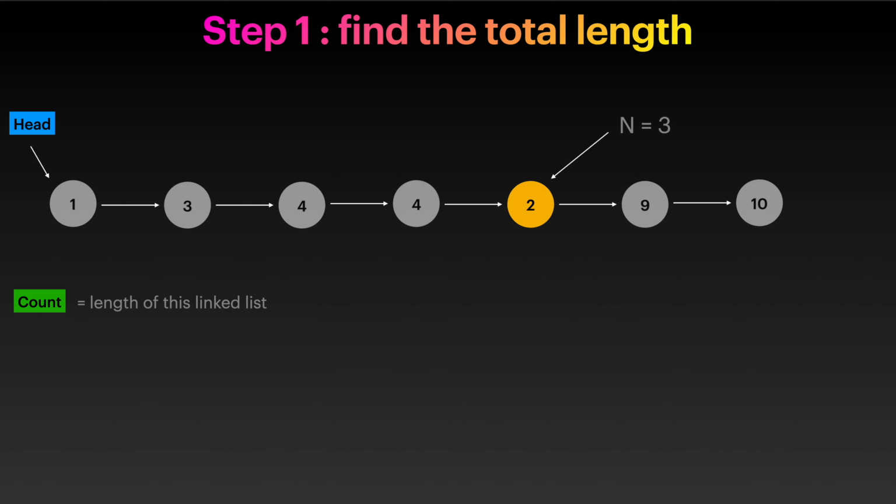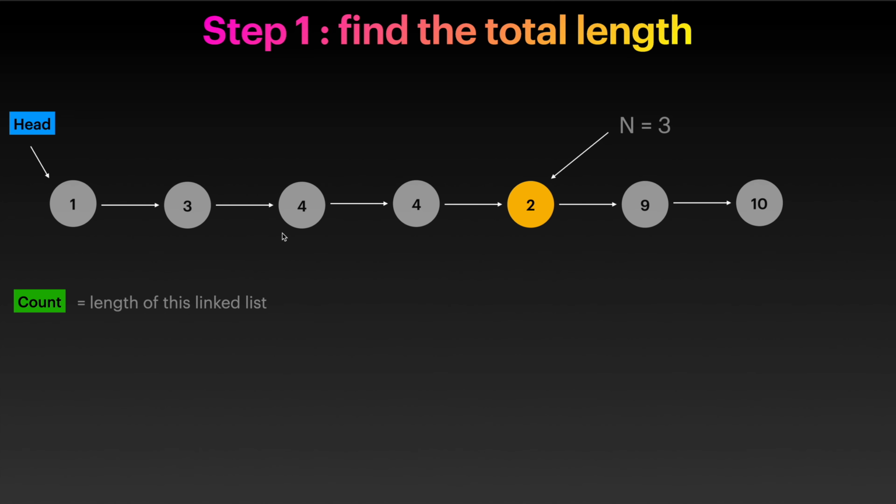The first step to solve this problem is to find the total length of this linked list. We are given the input n, and n equals 3, which means we have to get rid of this node and connect this node with this node. We are counting from the end, so this one will be n equals 1, n equals 2, n equals 3.